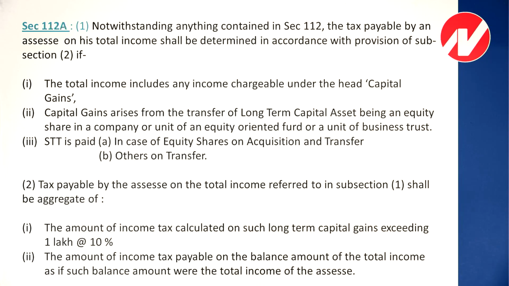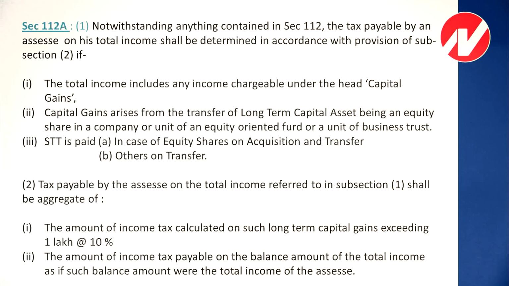112A goes this way. It provides, notwithstanding anything contained under section 112, which talks about normal tax payable, the tax payable by an assessee on his total income shall be determined in accordance with the provision of subsection 2, if the total income chargeable under the head capital gain includes capital gain arising from the transfer of long-term capital asset being equity shares in a company or unit of equity-oriented fund or a unit of business trust, and STT is paid in the case of equity shares on acquisition and transfer. Mind well, on equity shares, STT is paid on acquisition as well as transfer. If STT is not paid at the time of acquisition on the listed equity shares, 112A would not be applicable.